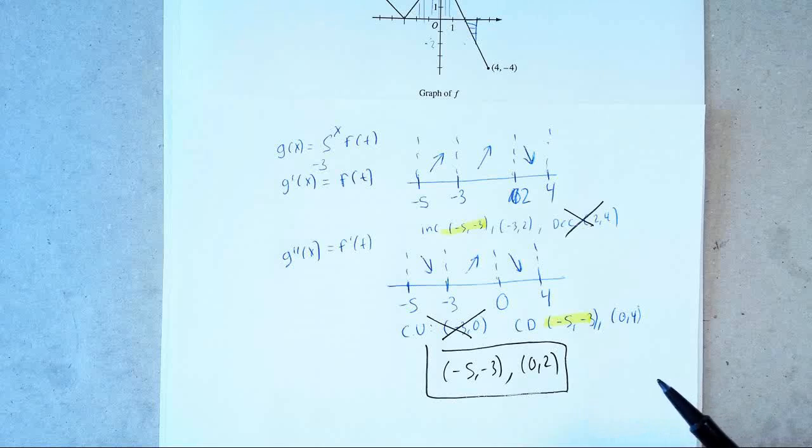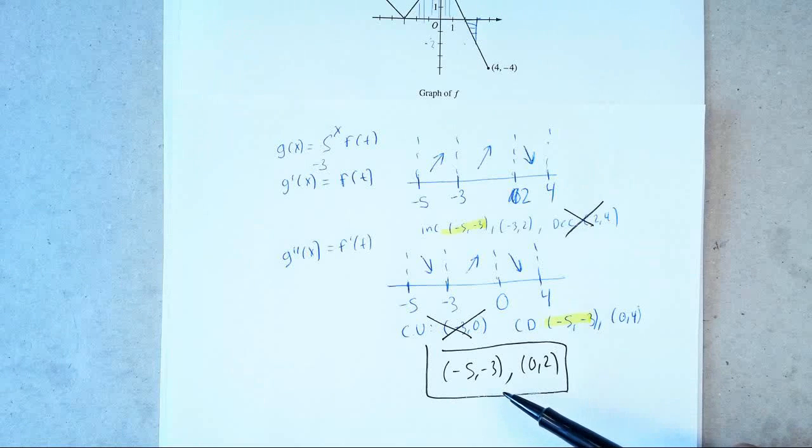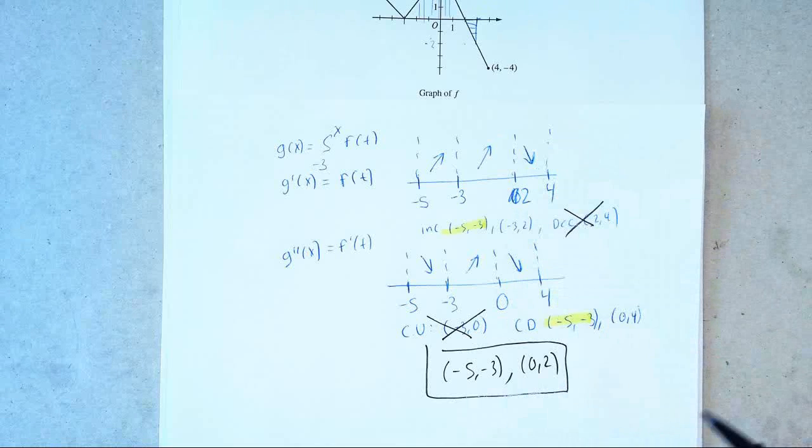And the explanation behind it is just saying that the graph of G is increasing and concave down on these intervals. Okay? And then this is your work. So moving on to part C.